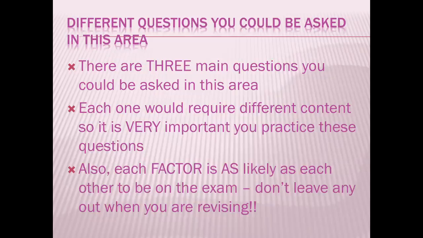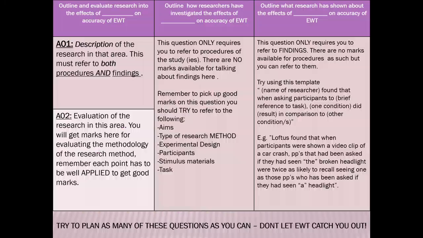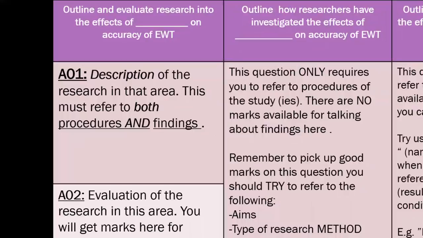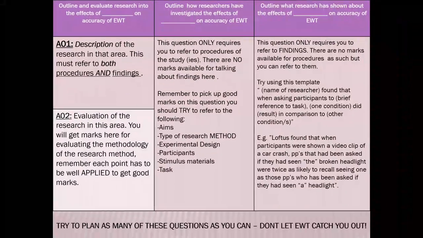Now, at this stage, if you get in front of you your big A3 sheet of paper, what I've given you is a description of the three different types of questions from this area. So in the left-hand column, you'll see that we've got outline and evaluate research into the effects of one particular factor on the accuracy of eyewitness testimony. That question is really nice and straightforward because it is literally describing the piece of research in all its glory and all its detail and then evaluating the research.